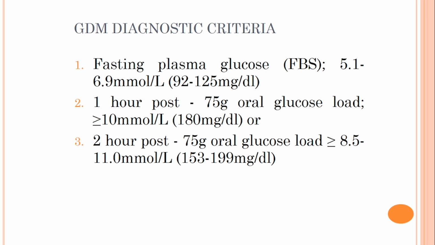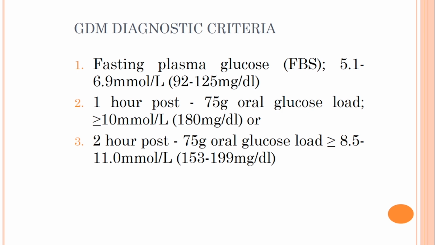So, what is giving the diagnosis away? When any of these values fall short of WHO diagnostic criteria for diabetes in pregnancy, outside pregnancy, then you are talking about gestational diabetes.